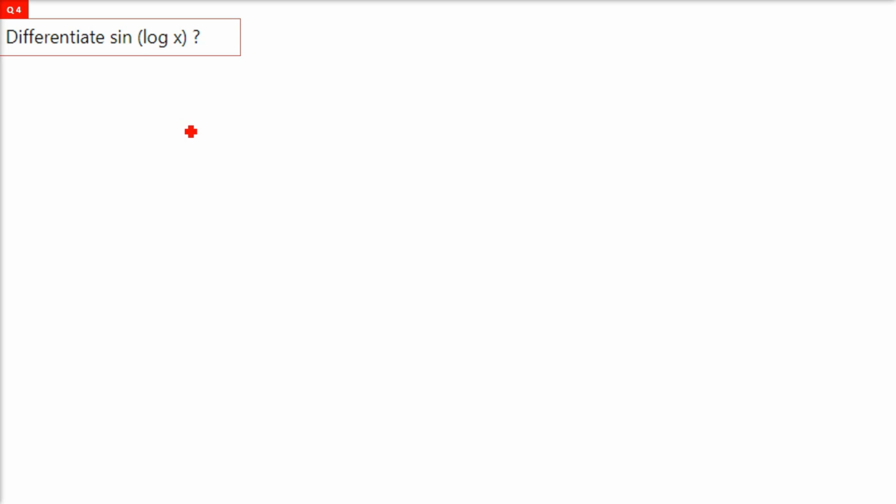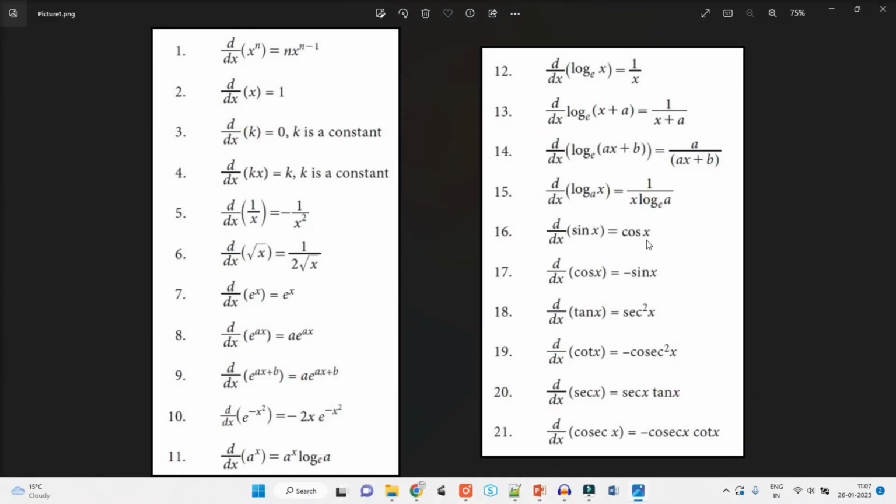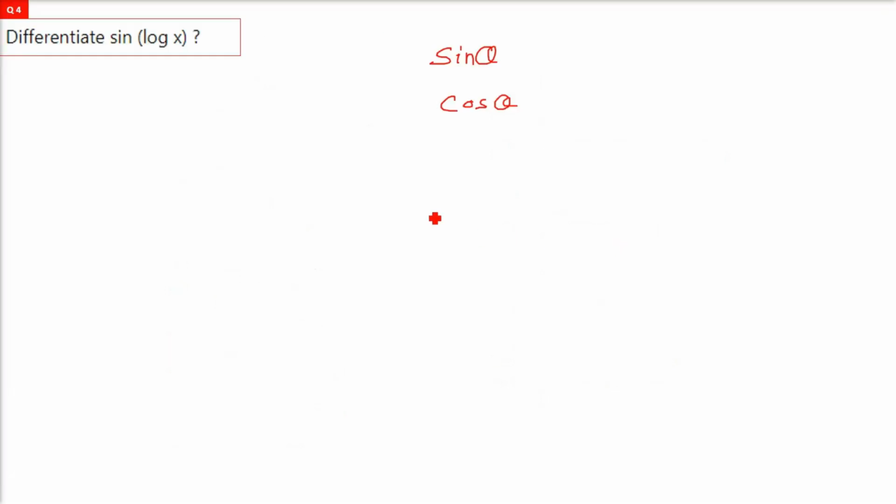Sine log x. So first you have to differentiate, assuming it to be sine theta. Then the next one will be to differentiate the log x. Alright. So this sine x differentiation is simple, cos x. So cos log x it will be. Theta is log x we have assumed, right? So cos log x. Then you have to differentiate log x because of the chain rule.